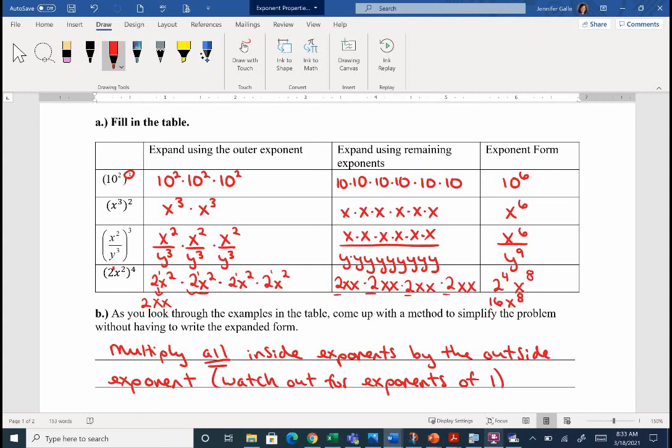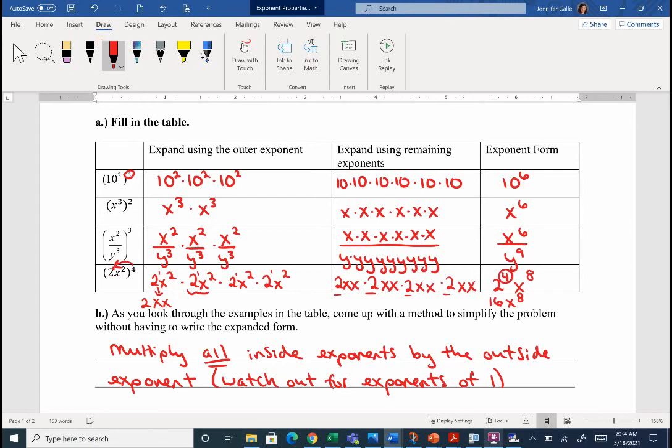Because that's what, in that last row, that 2 has. That 2 has an exponent of 1. So if we do 4 times 1, we get 2 to the 4th.